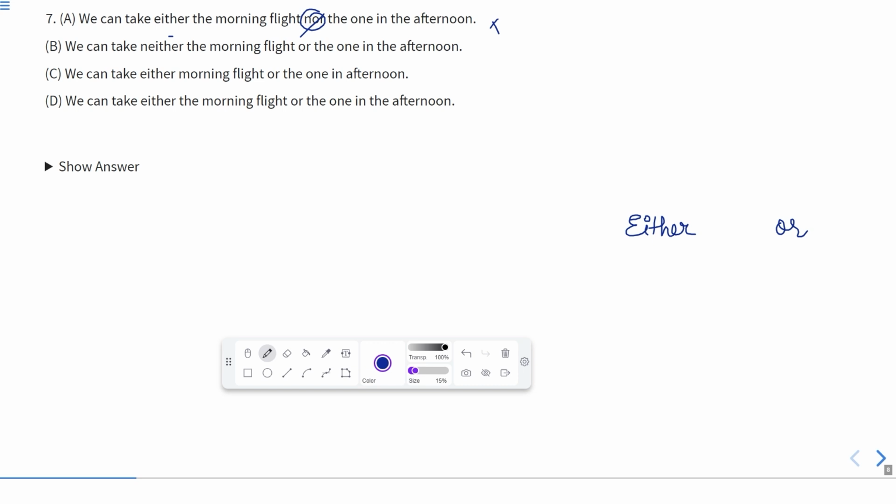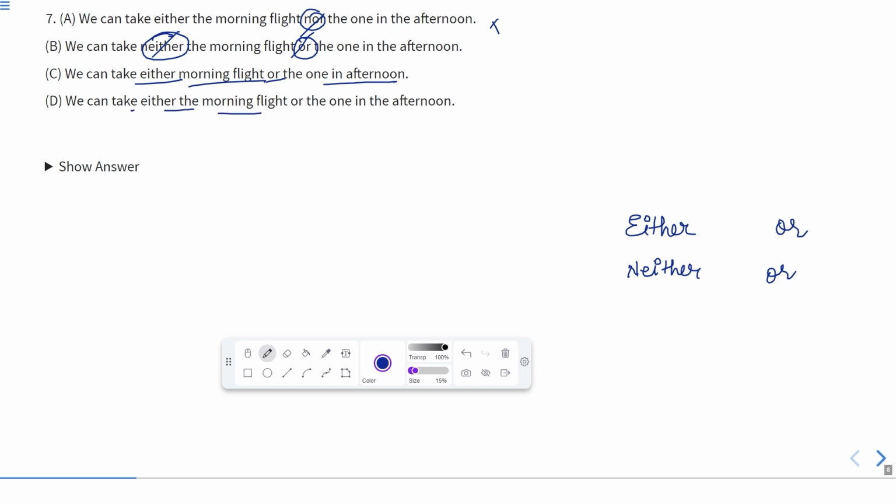We can take neither the morning flight or the one in the afternoon. Again, the pair is incorrect over here. We cannot make neither paired with or. We can only make neither nor and either or as the pairs. So therefore, this B part is also incorrect. We can take either morning flight or the one in the afternoon. So here we are talking about morning flight or one in the afternoon, and we have made the pair either and or. Now let us read the last one as well.